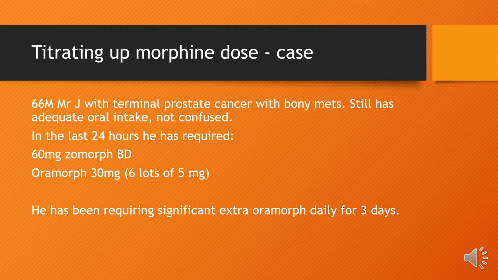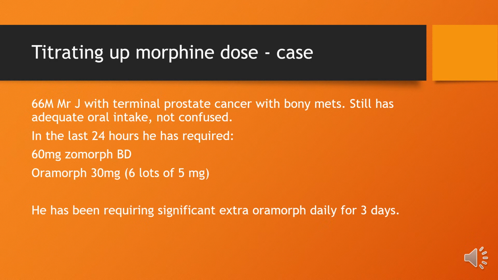So we'll choose a 66-year-old gentleman, Mr. J, who unfortunately has terminal prostate cancer with bony metastasis. He's not confused, his GCS is 15, he's totally alert, and his oral intake and swallow is safe. In the last 24 hours, he's required his normal 60 milligrams of Zomorph BD, so twice a day, plus 6 lots of his breakthrough pain, which is a total of 30 milligrams of Oromorph. The first thing to note is that's not a significant dose to use as a breakthrough pain.